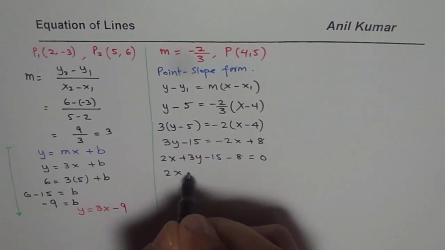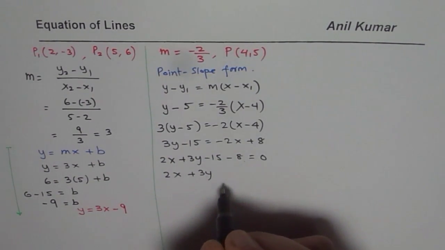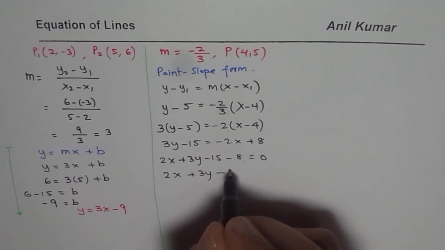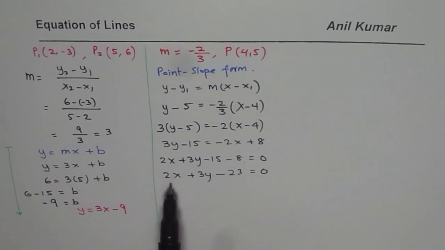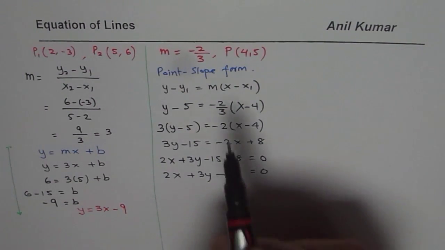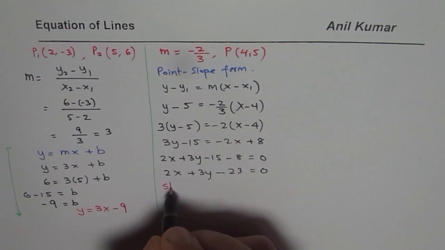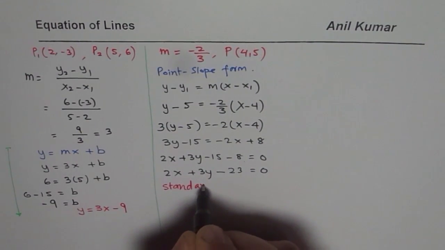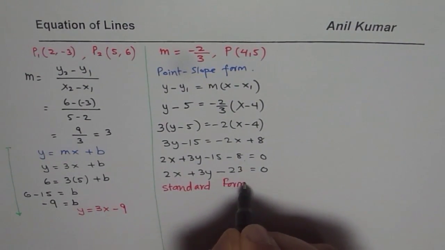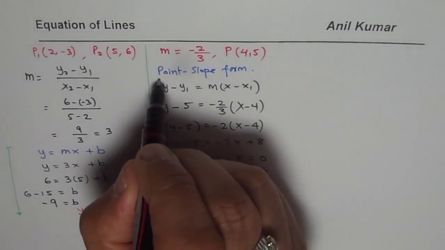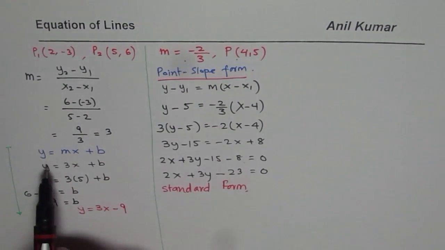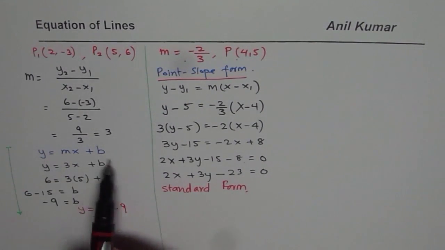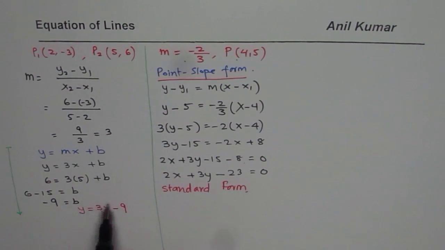This could be simplified further by combining the constant terms. So we get minus 23 equals 0. If you use point-slope form, you normally get the standard form of our equation. So in case the question is, write the equation in standard form, it is preferred to use point-slope form of the equation from the given slope and the point. But in case you have to write the equation in slope-intercept form, then you should follow this method, right?